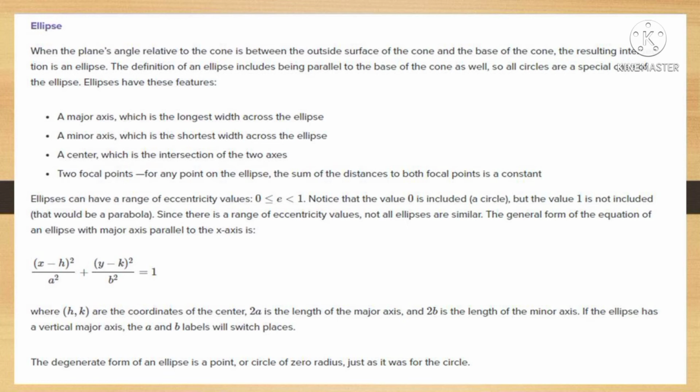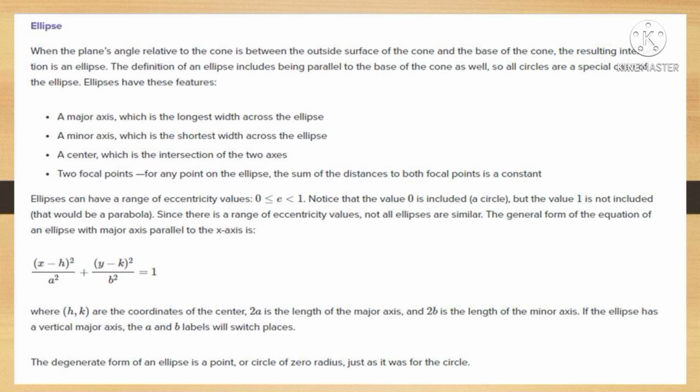Ellipses have these features. First, a major axis, which is the longest width across the ellipse. Second is a minor axis, which is the shortest width across the ellipse. Third, a center, which is the intersection of the two axes. And last, two focal points. For any point on the ellipse, the sum of the distances to both focal points is constant.